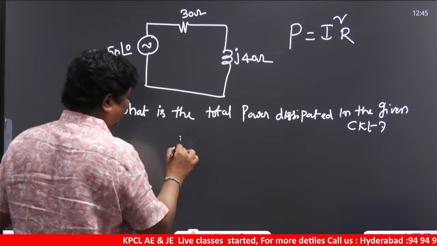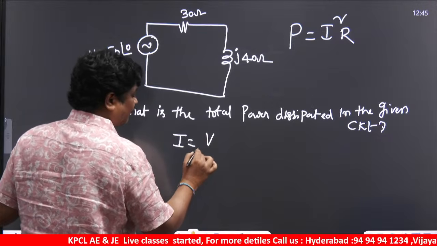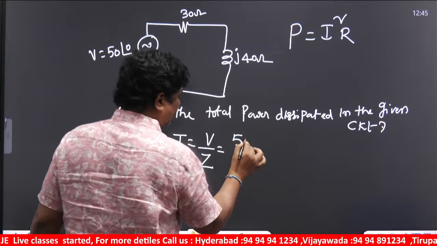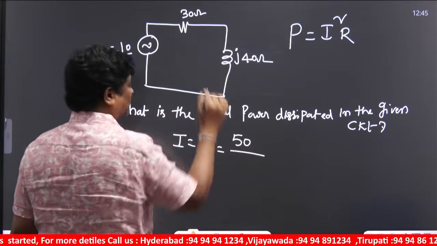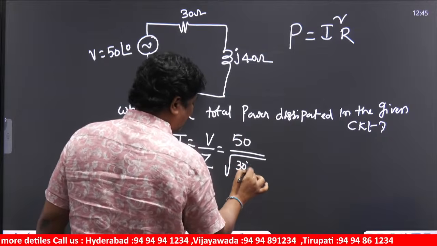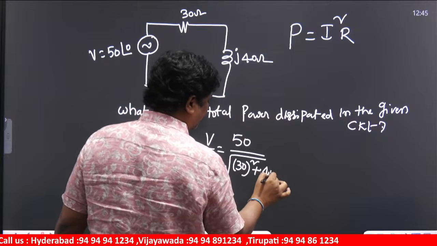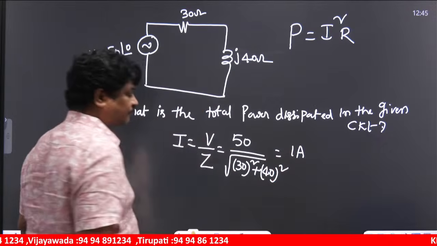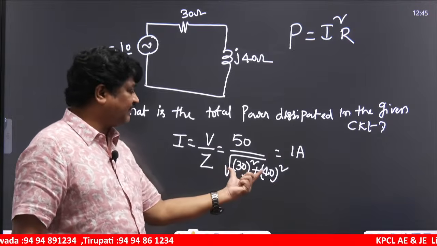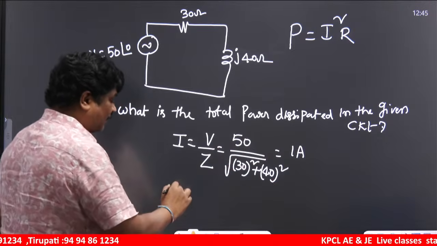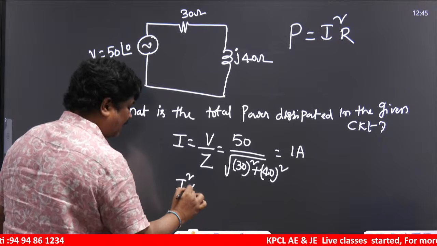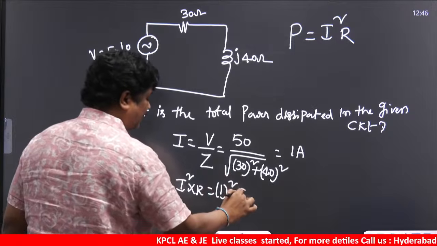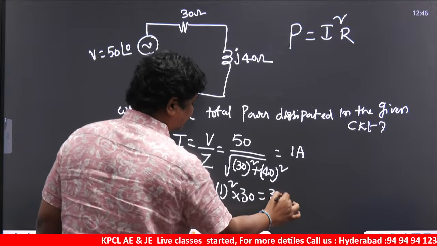What is the current formula? I is equal to V divided by Z. V is how much, China? 50. What is the Z value, ma? Root of 30 square plus 40 square. That is equal to 1 ampere, 50 divided by 50, 1 ampere. What is the power formula? I square into R, that is equal to 1 square into 30, that is equal to 30 watt.